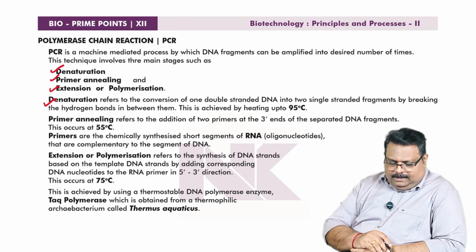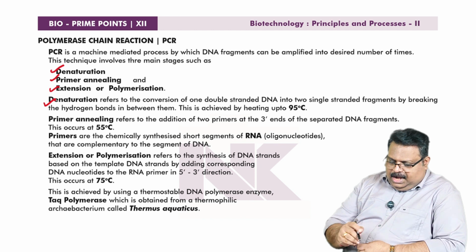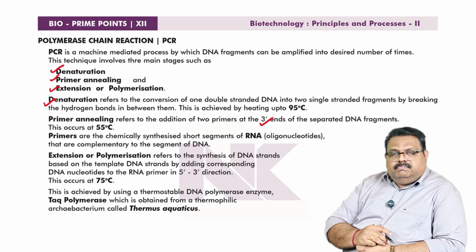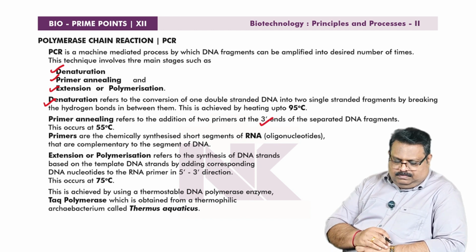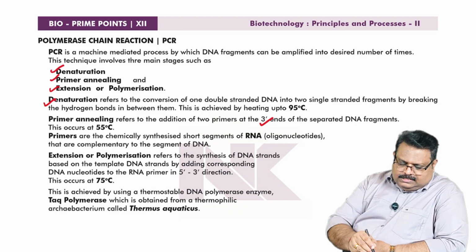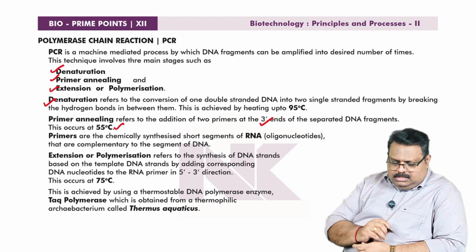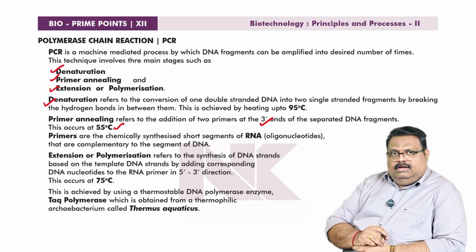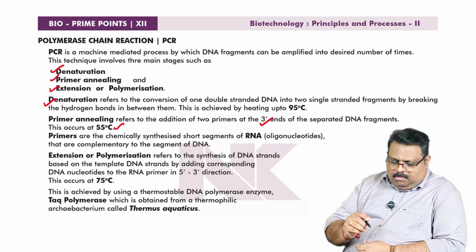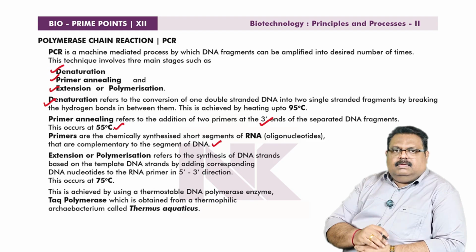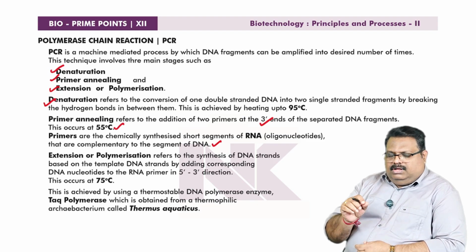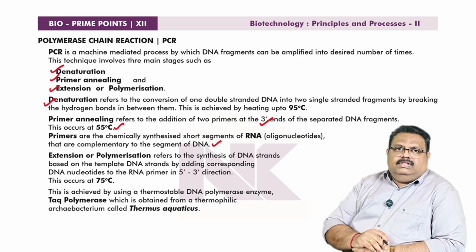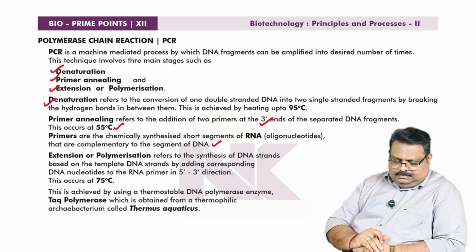Okay. Next one, primer annealing. Primer annealing refers to the addition of two primers at the 3' end of the separated DNA fragments. This occurs at 55 degrees centigrade. The primers are chemically synthesized short segments of RNA or oligonucleotides that are complementary to the segment of DNA. The primers are attached or added to the 3' end of the separated DNA fragments.